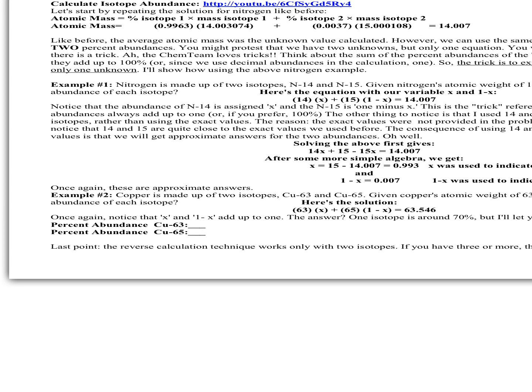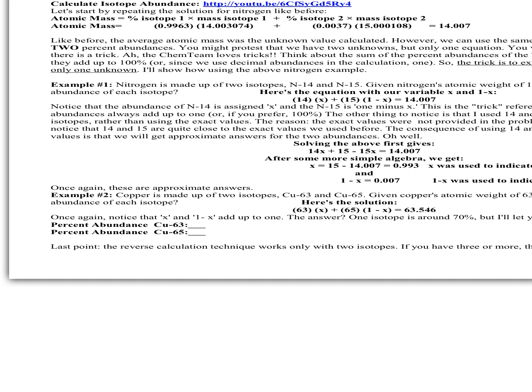Calculating isotope abundance. By repeating the solution for nitrogen before, this is how we'd solve. If we were solving for the atomic mass, percent 1 times mass 1 plus percent 2 times mass 2. Add these together, get your average atomic mass. That's what we've done so far.